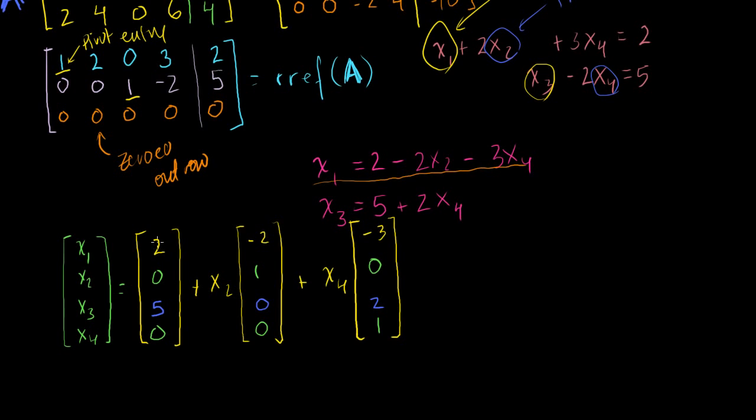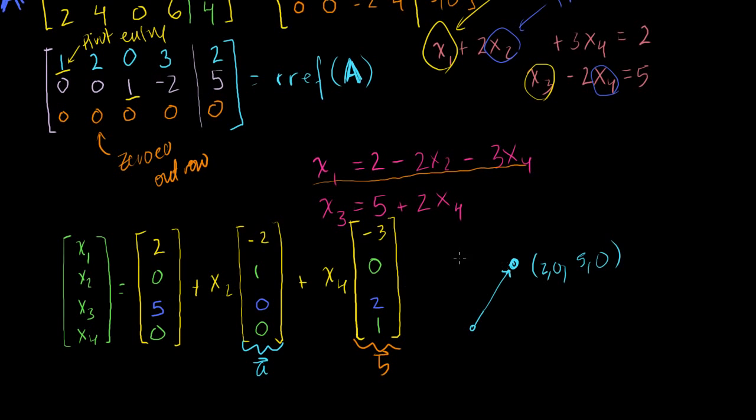My solution set is equal to some vector there, that's the vector. If you think of it as a position vector, it would be the coordinate 2, 0, 5, 0, which obviously is 4 dimensions. But it's equal to multiples of these 2 vectors. So let's call this vector right here vector A, and this vector right here vector B. So our solution set is that position vector, starting at the origin, plus multiples of these 2 guys.